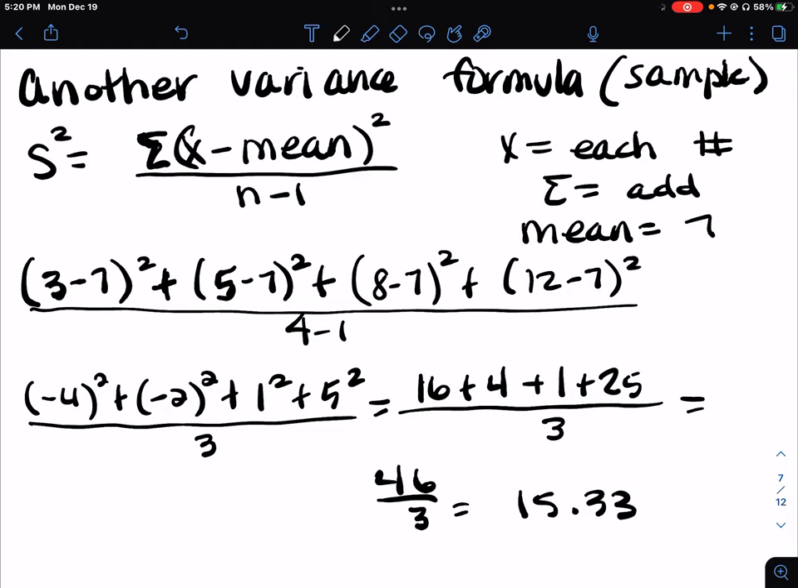After you do the parentheses, you do the exponents. So we're going to do each number times itself. So -4 times -4 is positive 16. -2 times -2 is positive 4. 1 times 1 and 5 times 5. Add and then divide. Okay? And you'll see this is the same example, just another way to work it. You get the same answer either way.